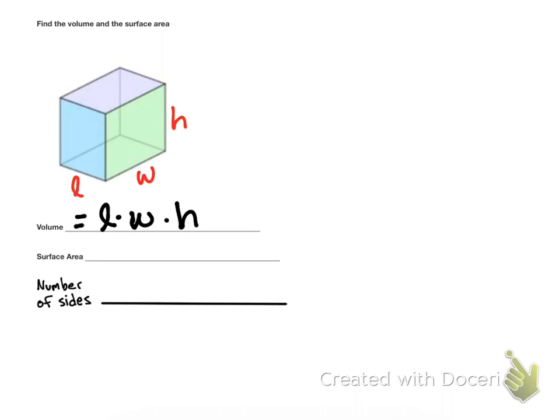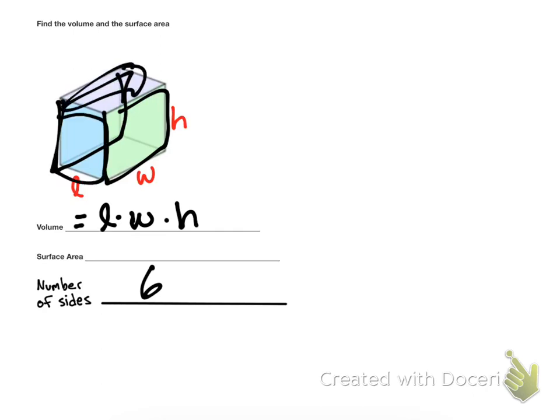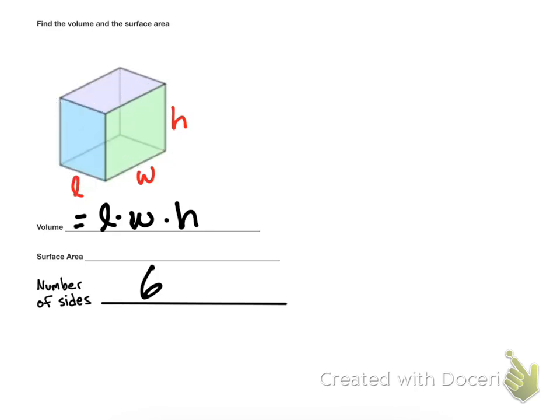So for this one, I'm just going to ask one more quick question before we go back to the surface area. How many sides does this shape have, Isis? Yes, Isis, it is 6. Perfect. It has 6 sides. Side 1, side 2, side 3, side 4, side 5, side 6. We know all of our 6 sides. So it has 6 sides.